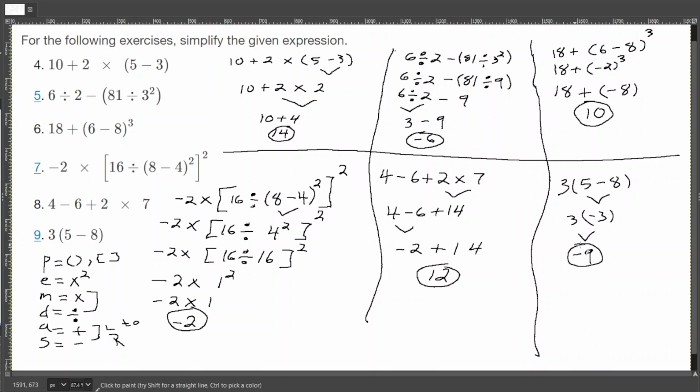So this is how we do problems 4 through 9, sorry, out of the algebra and trigonometry book from OpenStax. This is right out of chapter 1, the end of the chapter questions.